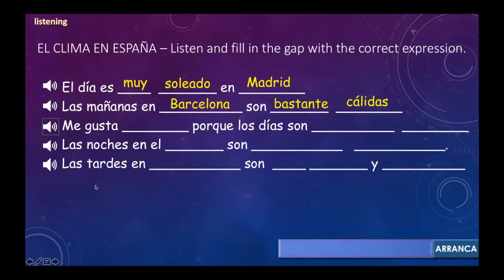Any ideas? Let's see the answer. Here we are. Let's listen to it. Me gusta Valladolid porque los días son un poco templados. Very well done. Next one.